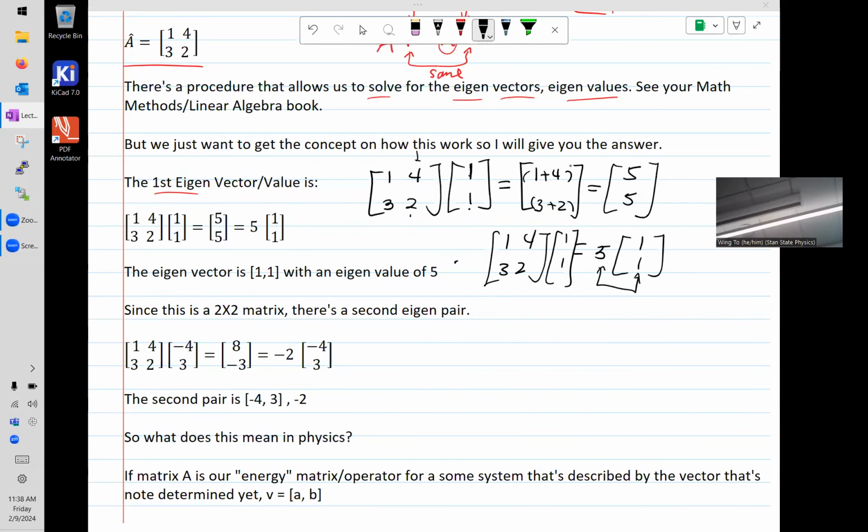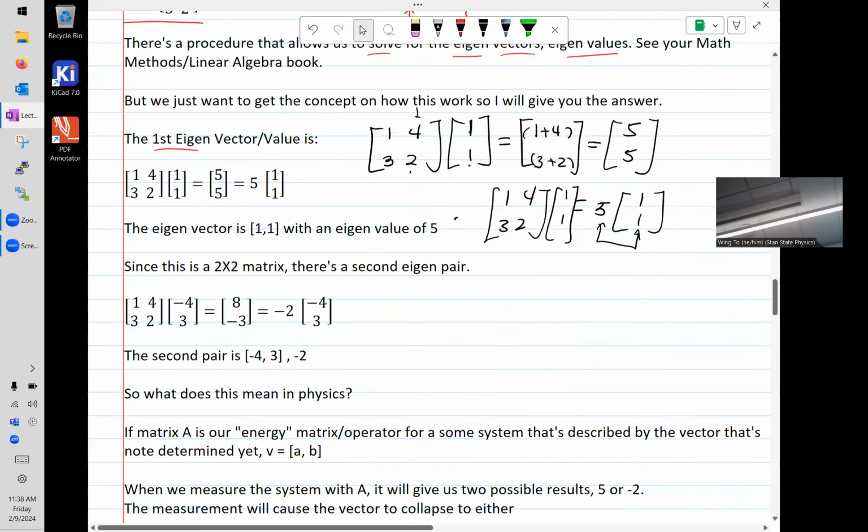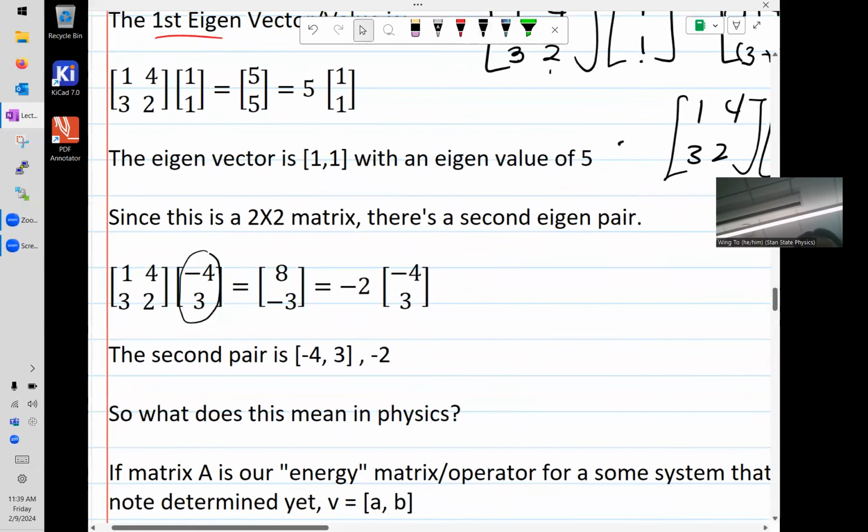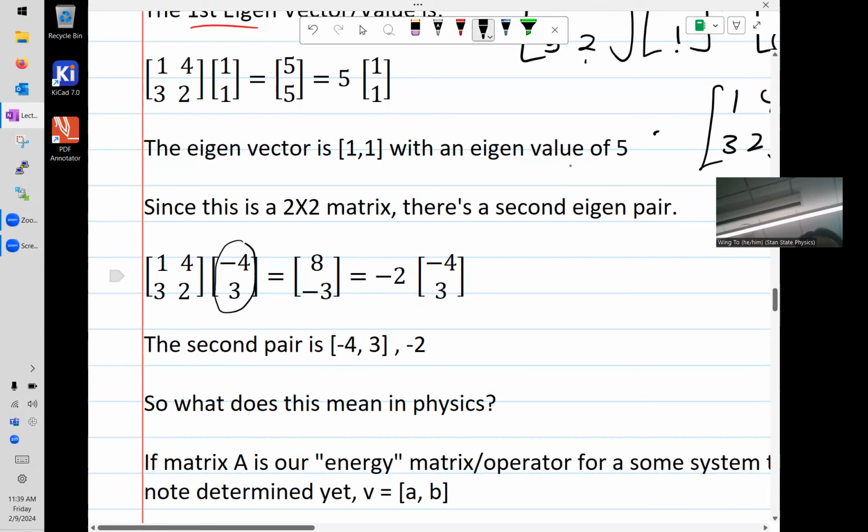So let's just complete the example, even though we're taking a long time, but that's okay. In general, if you have a 2 by 2 matrix, you're going to have 2 eigenvalues. They may be the same eigenvalue, but there are at least 2 of them. The second eigenvector, I'm not going to try to solve it for you, but it's going to be negative 4, 3. If you do the multiplication, the result is going to give you 8 minus 3. Okay, but that's not right.